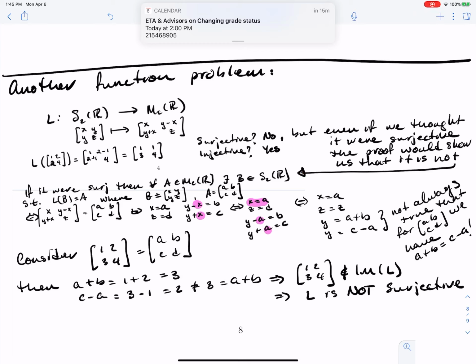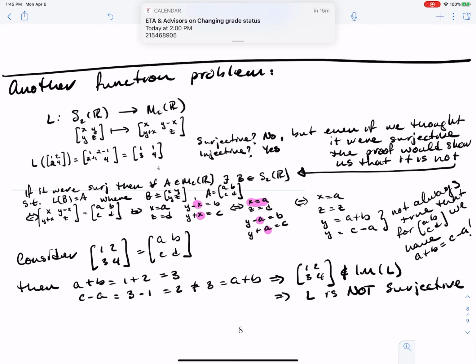So hopefully you went and tried to do it, but here we go. So we're supposing we're surjective, right? Then we have a map here. We're supposing it's surjective. That means for everything in the codomain M2R, there exists something in the domain that maps onto it. So for everything in the codomain M2R, there exists a B in the domain so that L of B is equal to A.